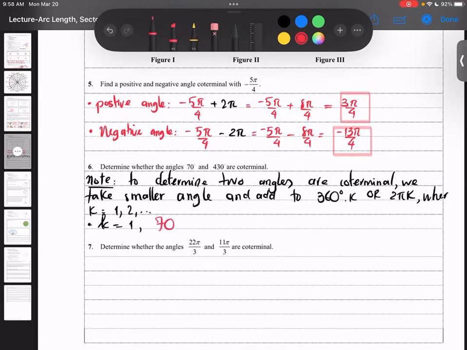70 degree plus 360. Why don't I use 2 pi? Because my original unit is degree. Well, 360 times 1 is 360, which is equal to what? 430 degree, right? So your answer is yes.